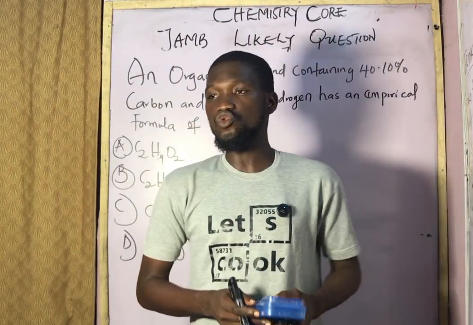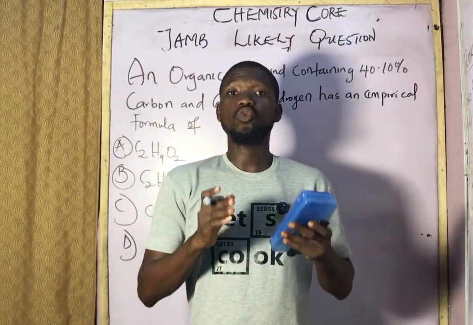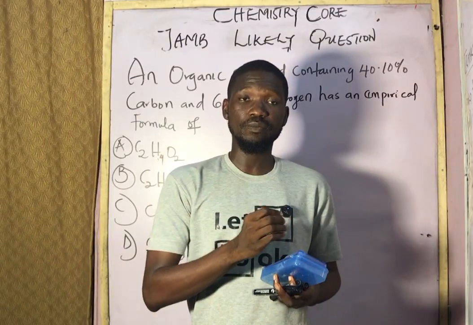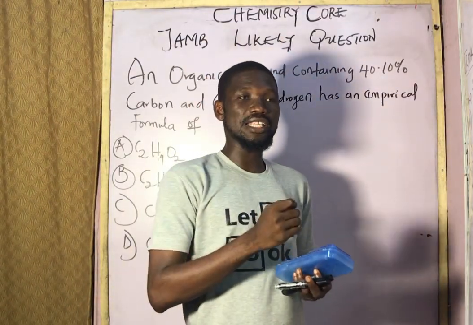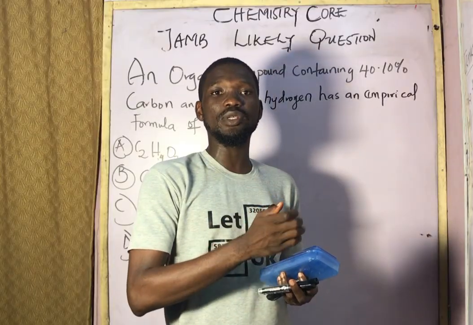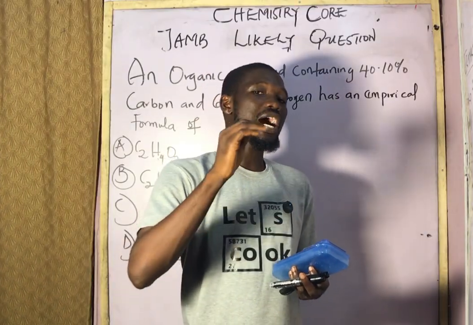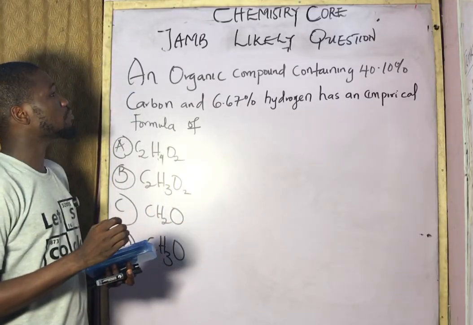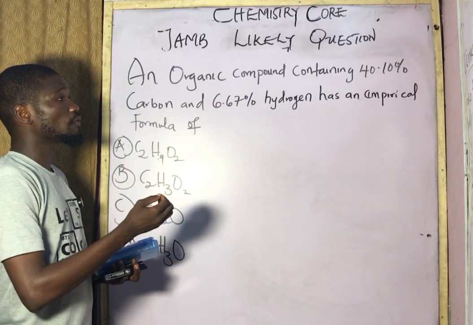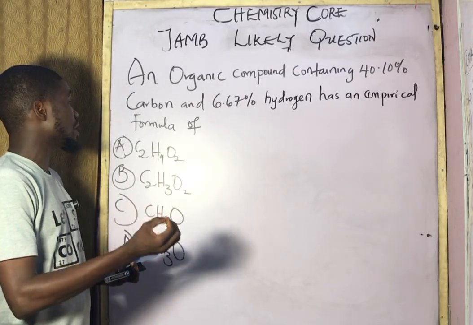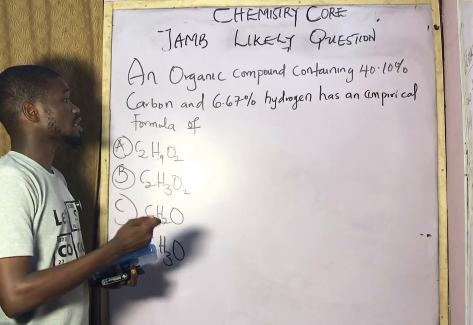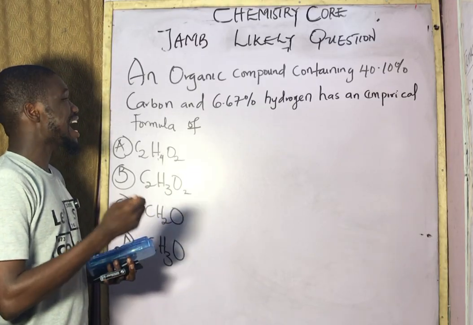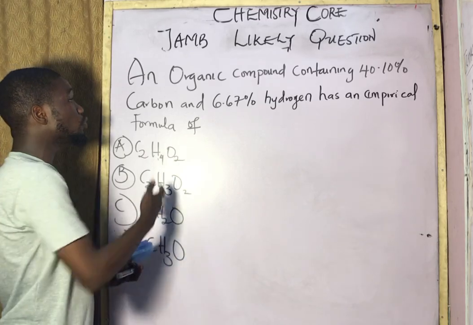Let's say you came across what you have on the whiteboard as a JAMB type question for the first time. Don't forget that in case you came across this type of equation, how can you solve this question? An organic compound containing 40.10% carbon and 6.67% hydrogen has an empirical formula of what?